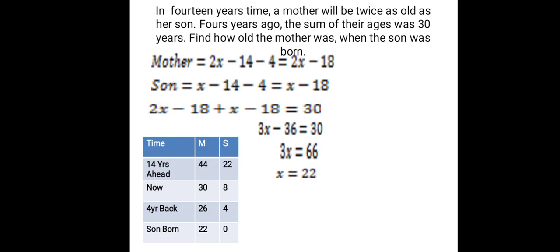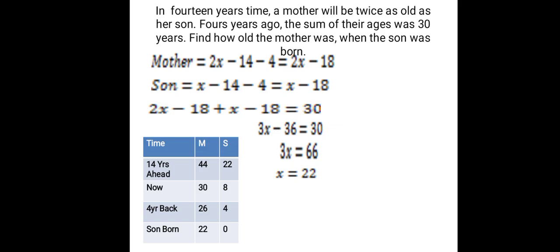You can see the table. 14 years ahead, when the age of the mother is twice that of the son, the mother will be 44, the son will be 22. Currently, the mother is 30, the son is 8. 4 years back, the mother was 26, the son was 4 years.